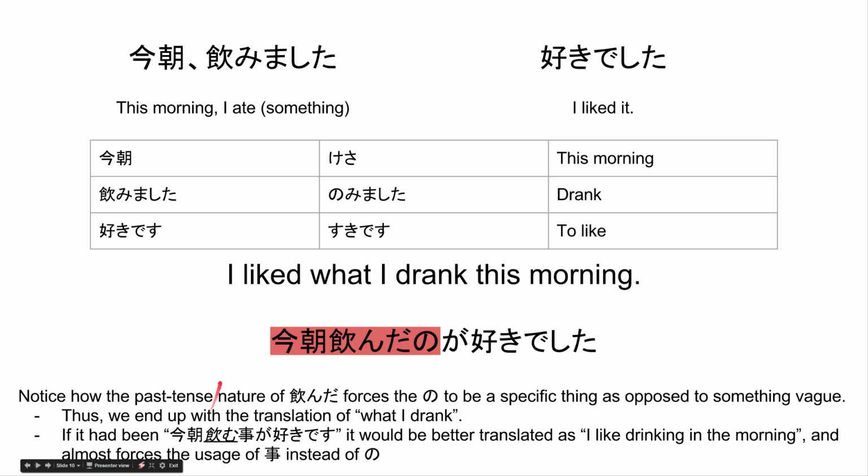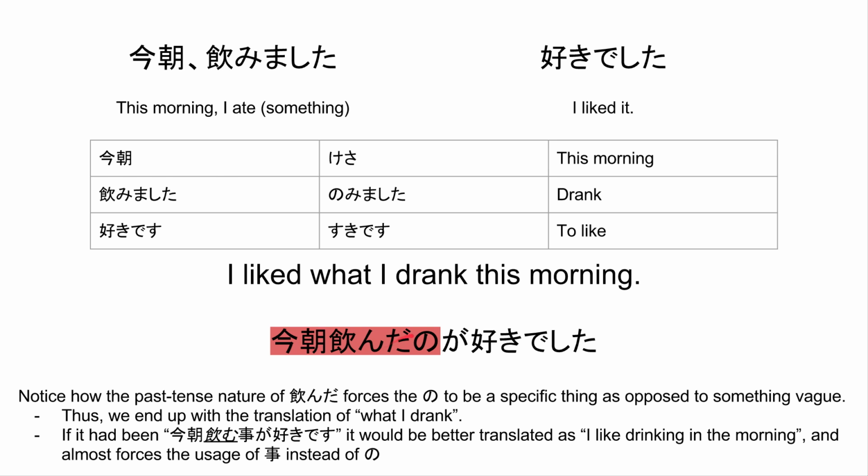If it had been kesa nomu koto ga suki desu, it would be better translated as I like drinking in the morning. Hopefully you can see how that works because nomu is a verb that happens habitually and kesa is still kesa. So nomu would be something that you do regularly. So it's almost like the action of drinking is what you like, whereas nonda is much more you drank a thing. I don't think that the sentence, I liked drank in the morning, makes sense. You can't say that. Even in English, it's impossible.